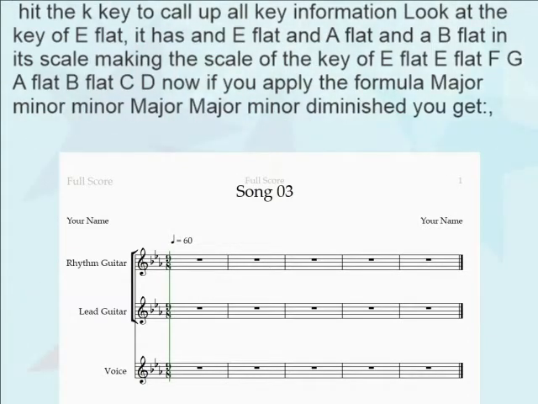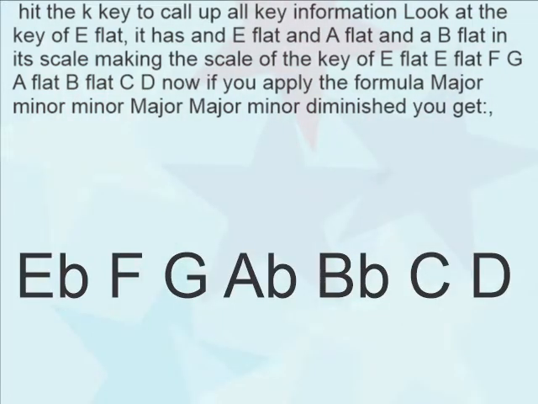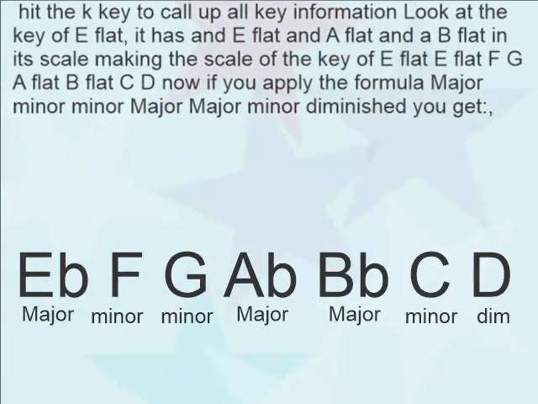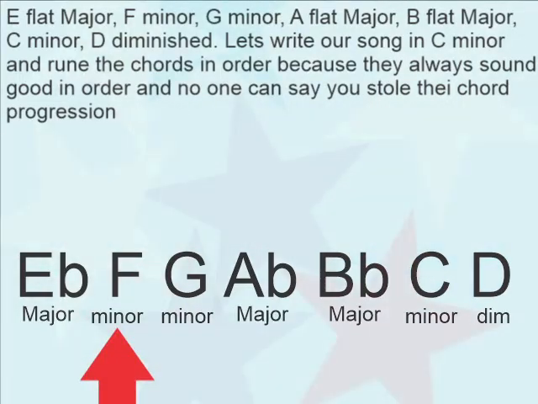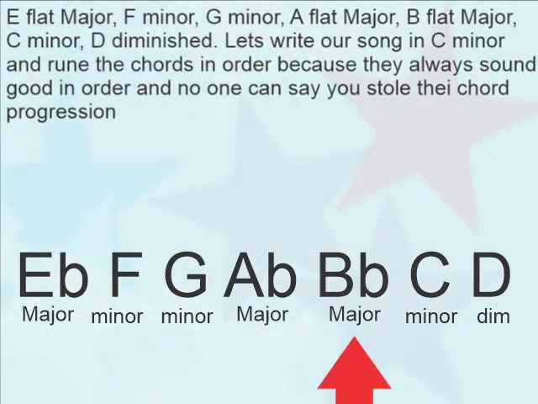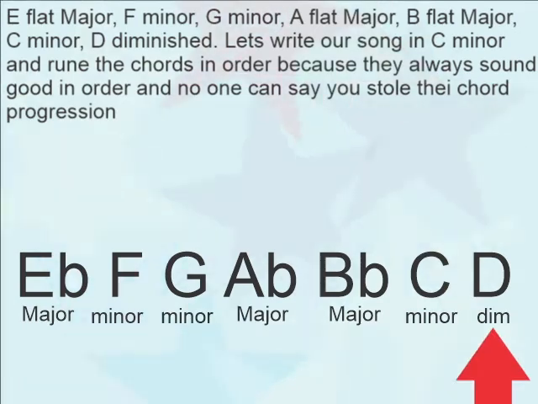Hit the K key to call up the key information. Look at the key of E flat. It has an E flat, an A flat, and a B flat in its scale, making the scale of the key E flat, F, G, A flat, B flat, C, D. Now if you apply the formula major, minor, minor, major, major, minor, diminished, you get E flat major, F minor, G minor, A flat major, B flat major, C minor, D diminished.